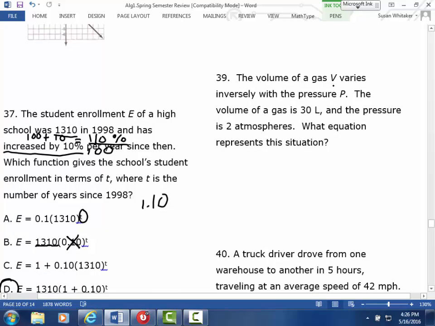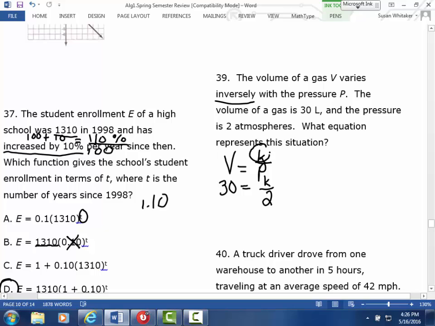The volume of a gas V varies inversely. Okay, so the inversely, we would write that as V equals some number K over P. Okay. Then it says the volume of a gas is 30 liters and the pressure is 2. Okay, so that means K over 2. What equation represents this situation?